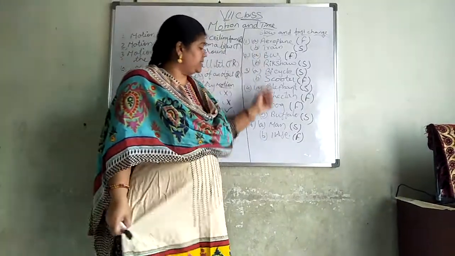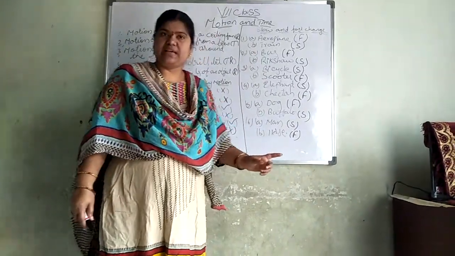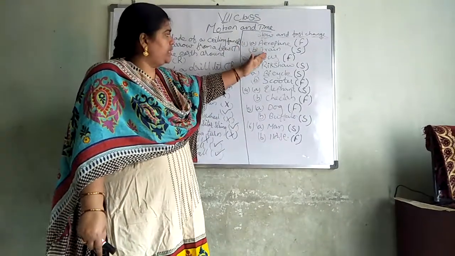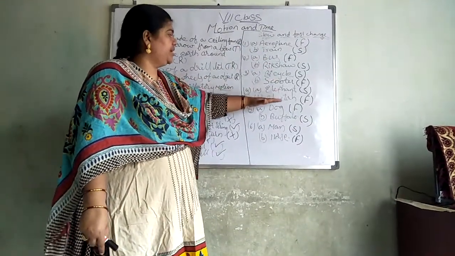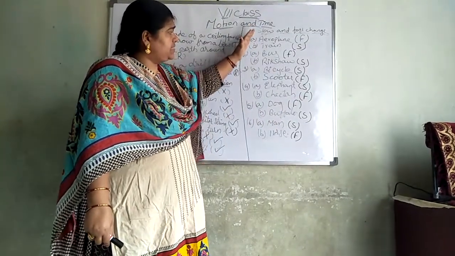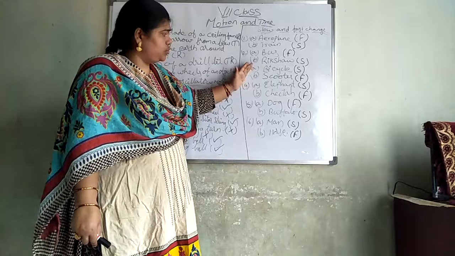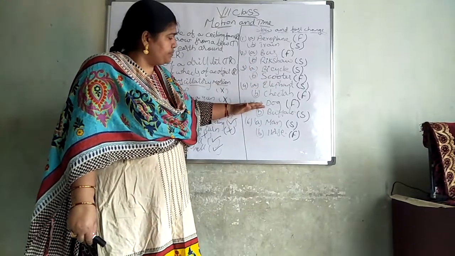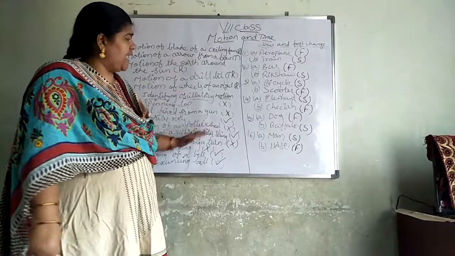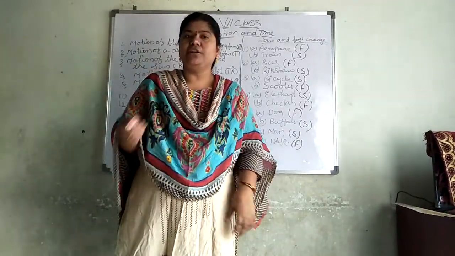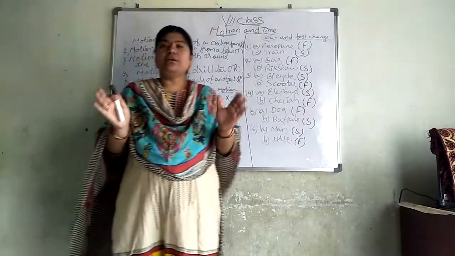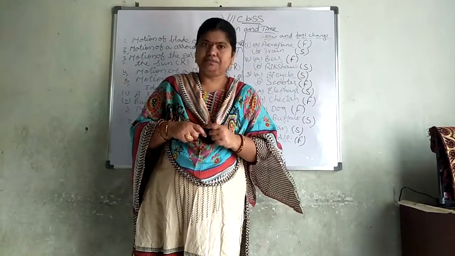Total 6 examples are given. I hope this is very easy for you. Aeroplane, train, bus, rickshaw, bicycle, scooter, elephant, cheetah, dog, buffalo, man, horse. In this, aeroplane is fast, in this bus is fast, in this scooter is fast, in this cheetah is fast, in this dog is fast, in this horse is fast. So these are the 3 activities which you have to fill in your textbook.